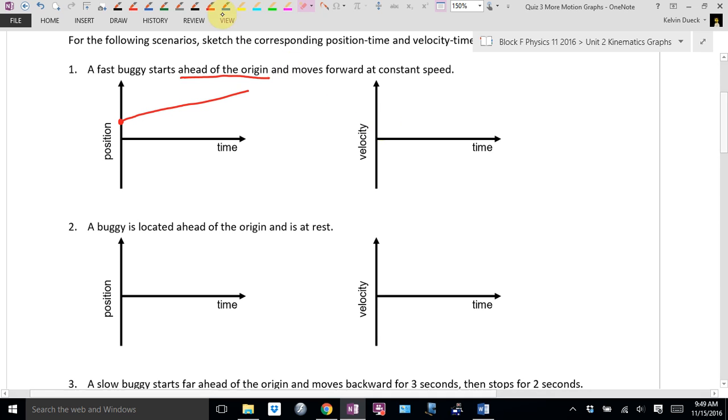What would the velocity time graph look like? Forward at a constant speed? I'm looking for a horizontal line above the x-axis. I don't care how high. 1 mark.